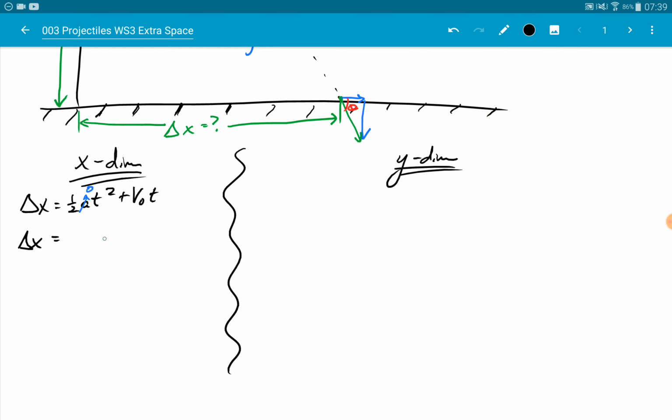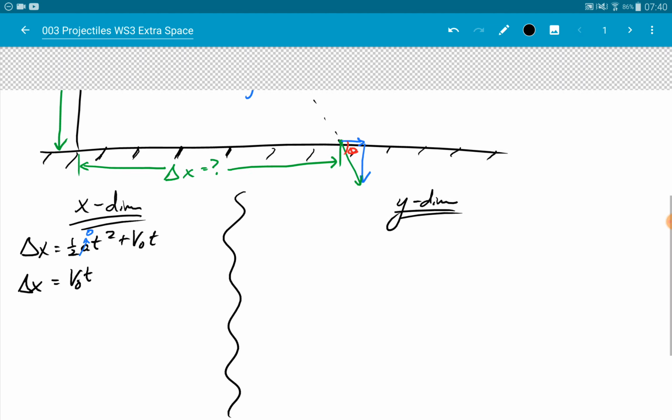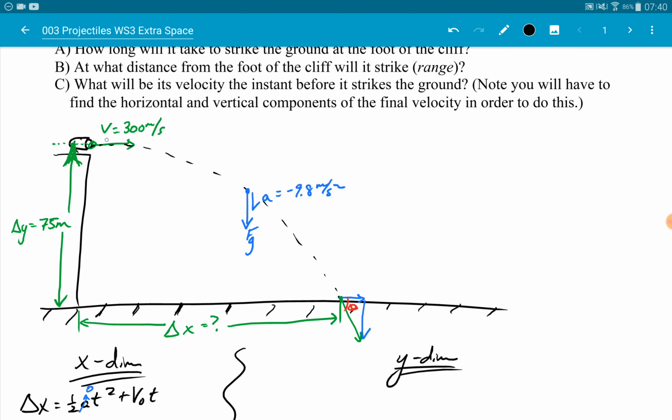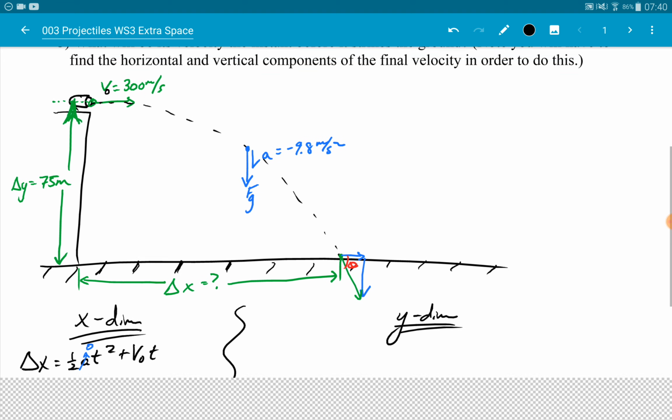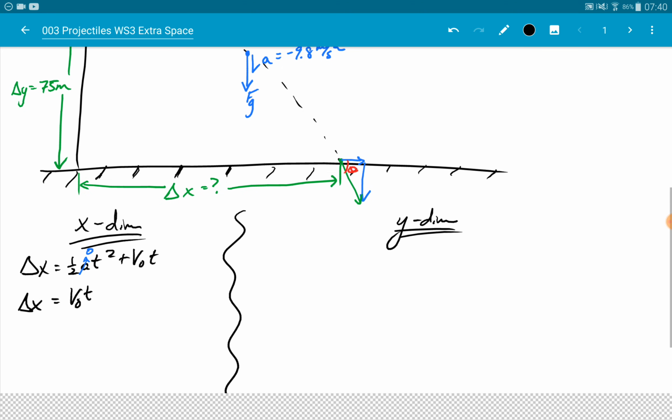The v naught t, well, we know the v naught that was given at the beginning there. And I don't know the time yet. So I'll keep it as variables there. I know v naught, but I don't know time. I know my v naught was this guy right here, and so I'll go ahead and put the v naught on there since it really is an original velocity.